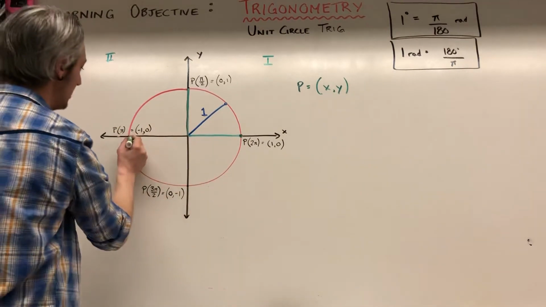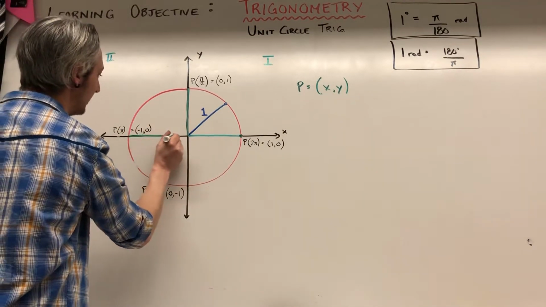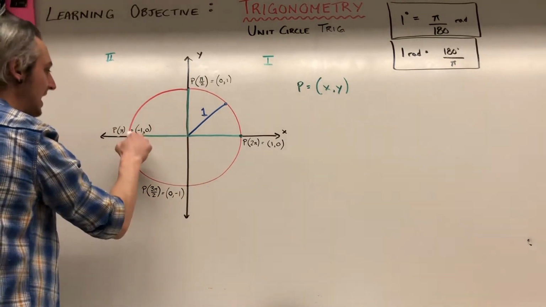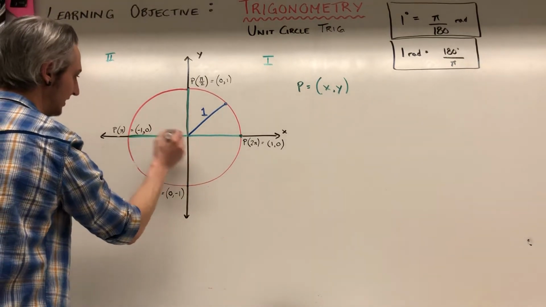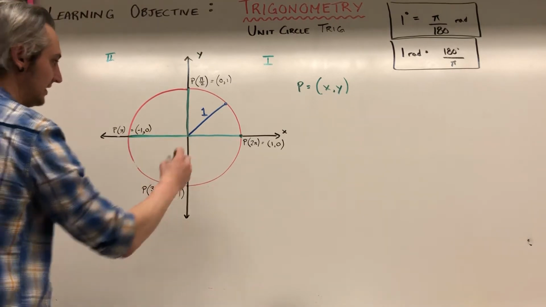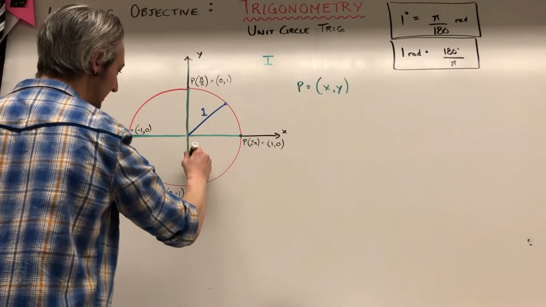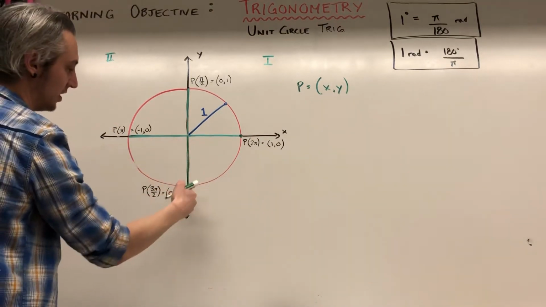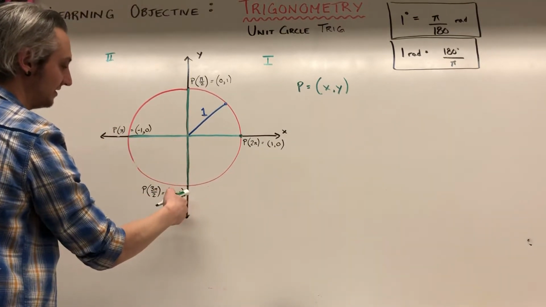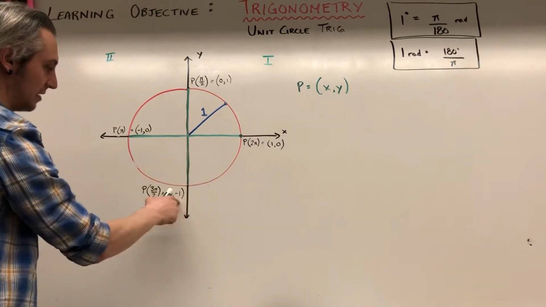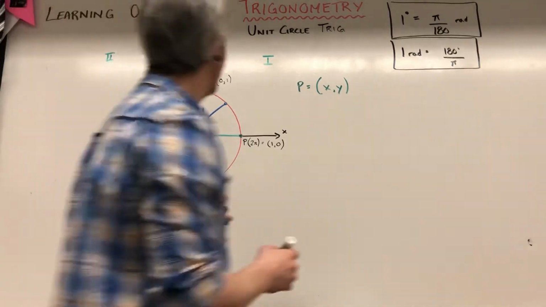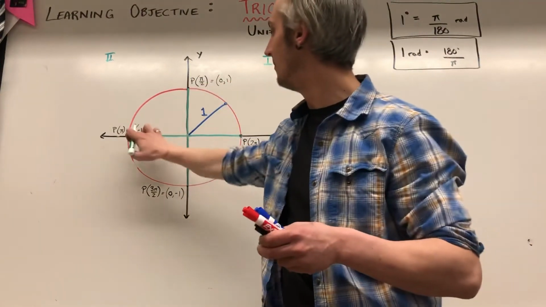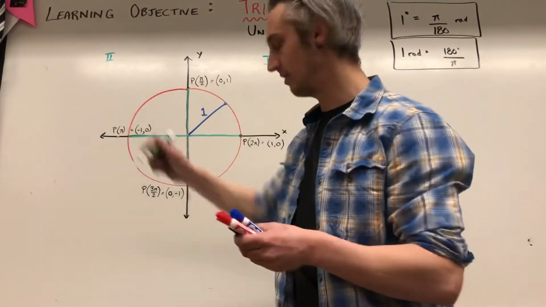When I move down here, my y has become 0 again, and I'm into the negative x, so I get negative 1, which is the length of my radius, and 0. Down here, my x goes to 0, but my y goes to negative 1. The sign is important because it tells me what quadrant I'm in. I'm in the negative y now. Those are the 4 main points that we start working with.